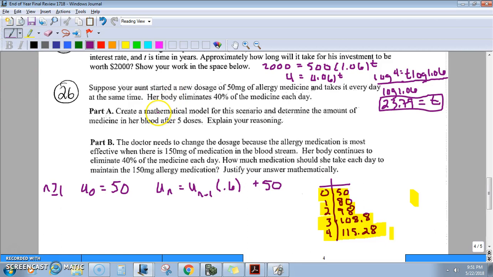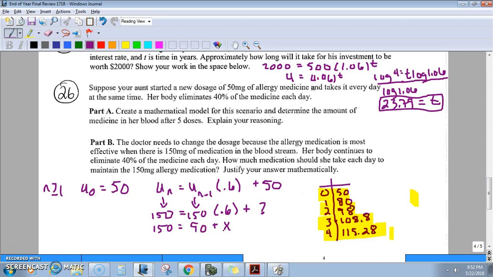Anyway, part B says the doctor needs her to have 150 milligrams of her medication in the bloodstream each day. So that makes it really simple. That means today she needs to have 150 milligrams. And that means yesterday she needed to have 150 milligrams. 0.6 is still staying in her blood system, but the question mark is, how much does she need to add to herself each day in order to make yesterday 150 and today 150? So 150 equals 0.6 times 150, which is 90, plus our x value.